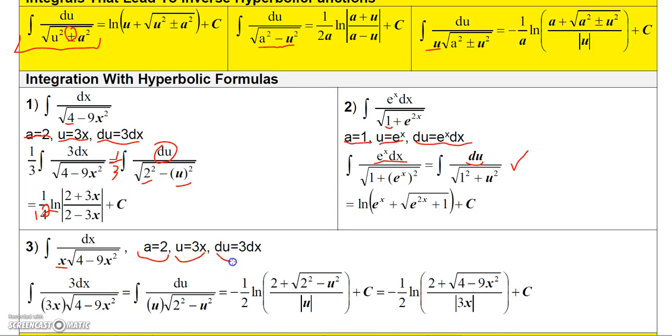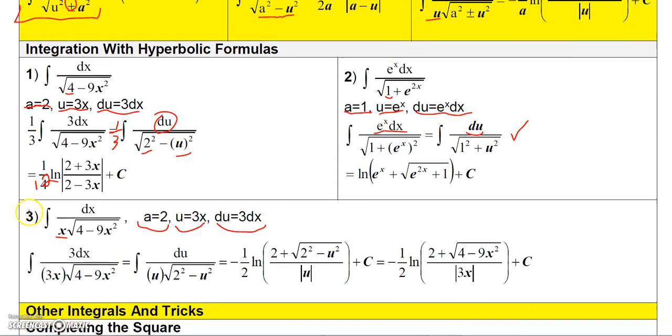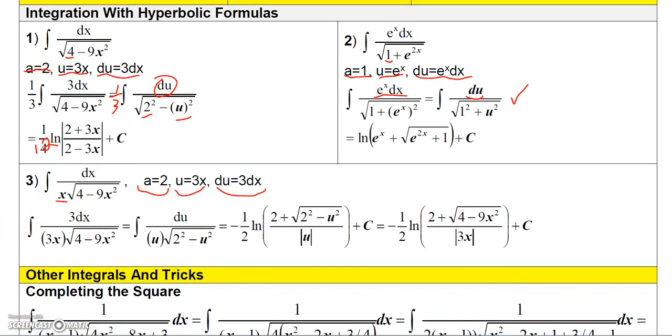Now du would be 3dx. Okay, so I can fix this pretty easy. I'm going to do this a little different this time. I'm just going to multiply the top and bottom by 3. Now that'll do two things for me. That'll make the 3dx on top be my du. And that'll also mean that with the x, since I have a 3 now with the x, the 3x serves as the u. So therefore I have du over u times the square root of 2 squared minus u squared.